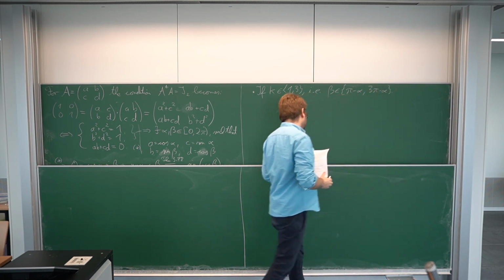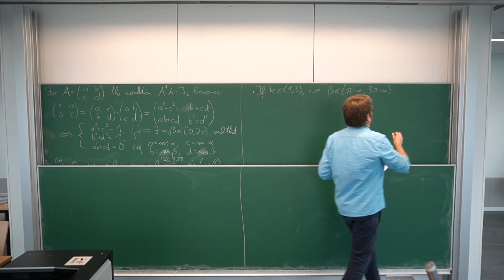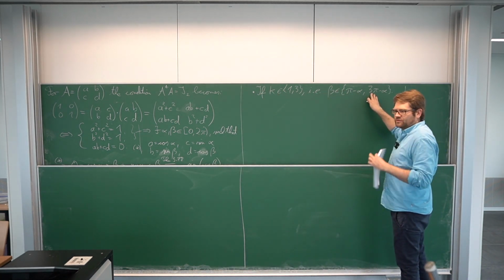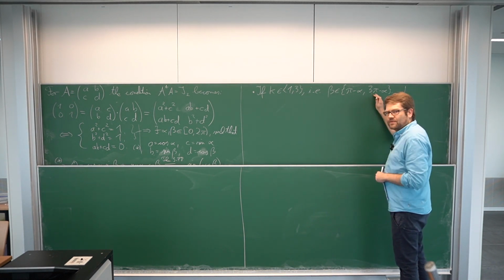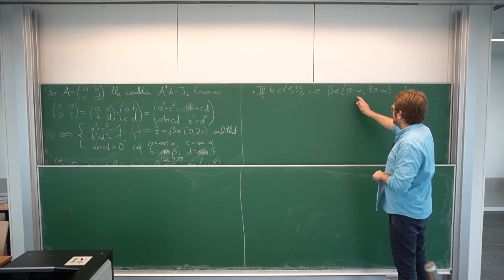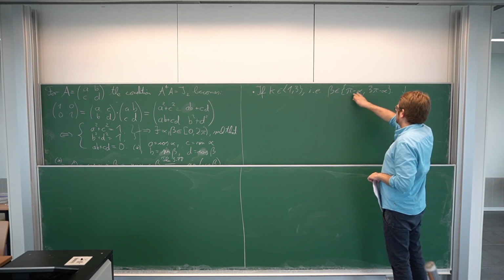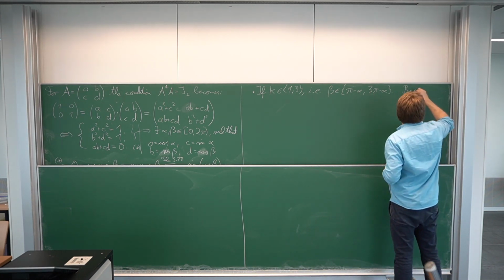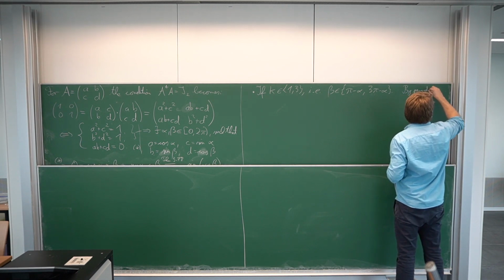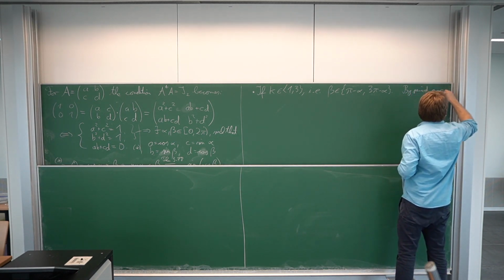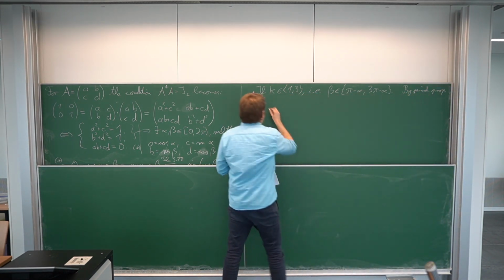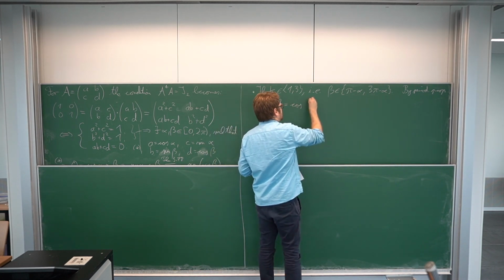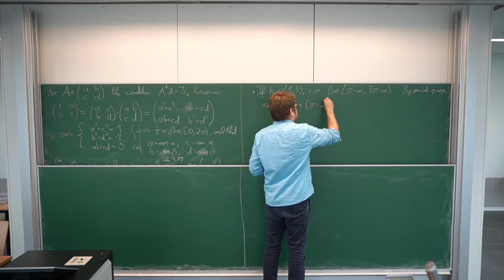Okay, and by the periodicity properties, we know that this is the same value as this, but plus 2 pi. And we know that the sine and cosine are 2 pi periodic. So this doesn't change anything: if we insert this or this into sine and cosine, they take the same values. So by periodicity properties, we get that.